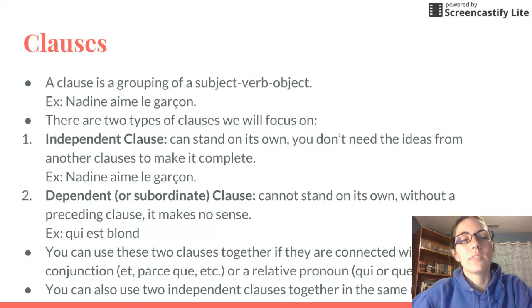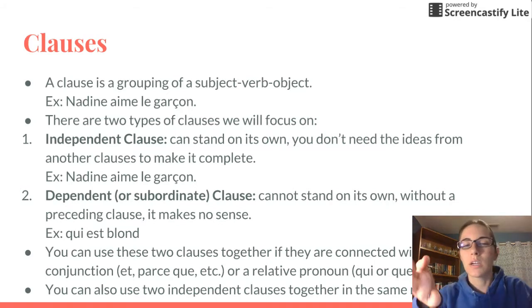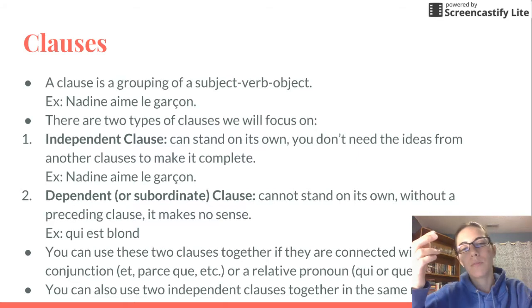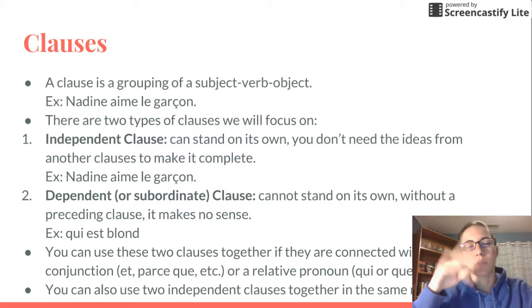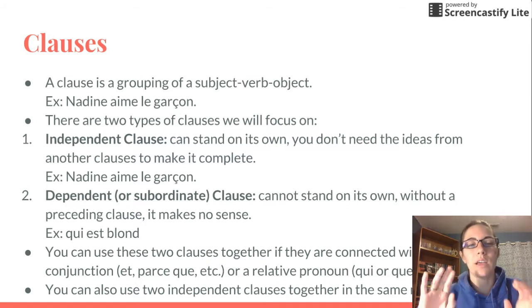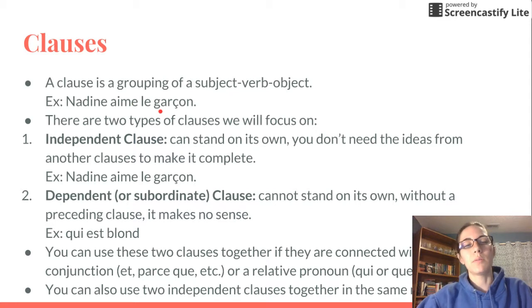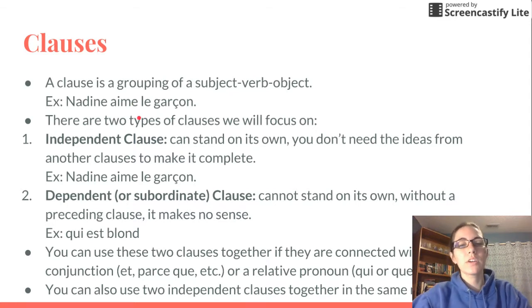All right, clauses. Like I said, a clause is a grouping of a subject, verb, and object, or subject, verb, and description of the subject, or those kinds of things. All right, so Nadine aime le garçon is a grouping of a subject, Nadine, a verb, aime, and le garçon, an object. There are two types of clauses that we're going to focus on today.